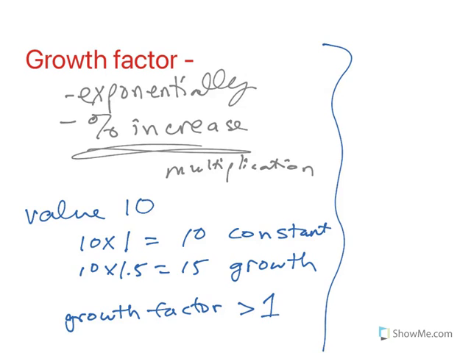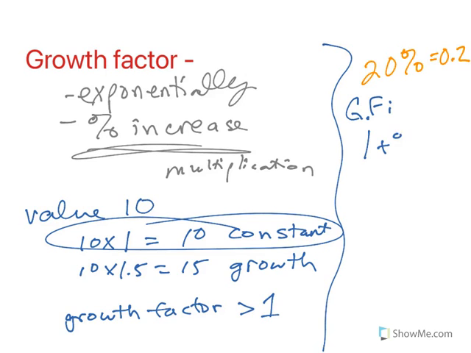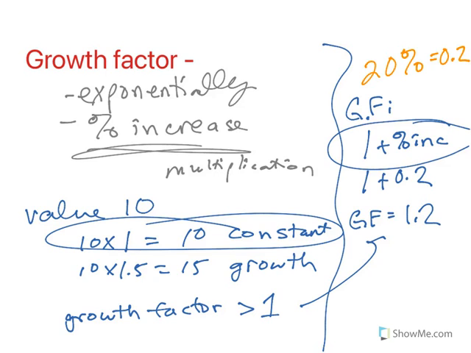So thinking through this, let's say the increase is 20%. Now 20% as a decimal is 0.2. To find a growth factor, we take 1, because we know that 1 is constant, and we add the percent increase. So I would take 1 plus 0.2, and my growth factor would be 1.2. That gives me a value greater than 1. So if you're given the percent increase, you add it to 1 and it gives you the growth factor.